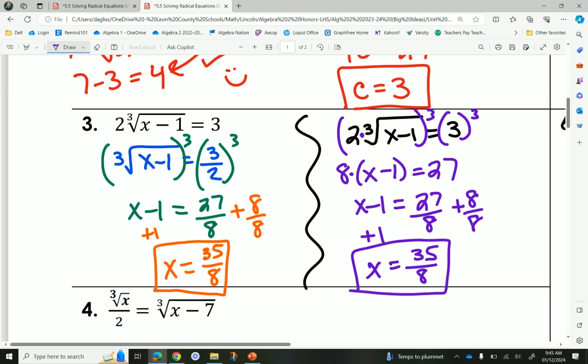So sometimes it does work out to square or cube before you divide something over, so that way you don't have to square or cube a fraction on the other side. Okay, so 2 ways to do the same thing.